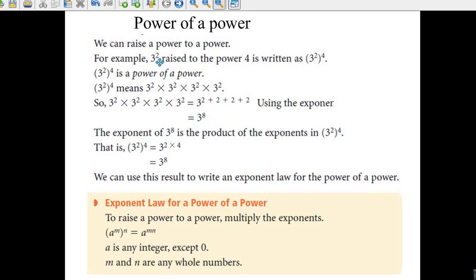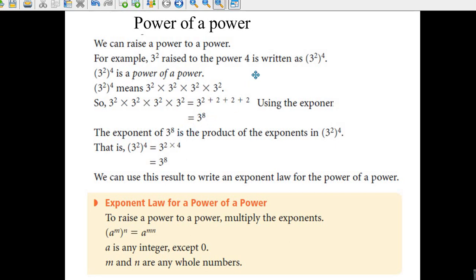Well, say you had 3 squared and you wanted to raise it to the power of 4. That's what it would look like. Well, what it means is you've got 3 squared times 3 squared times 3 squared, multiplied by itself 4 times. Well, we know by the first law of exponents that we should write down the 3 and add 2 plus 2 plus 2 plus 2, and that's 8. But hey, there's a much easier way to do it.